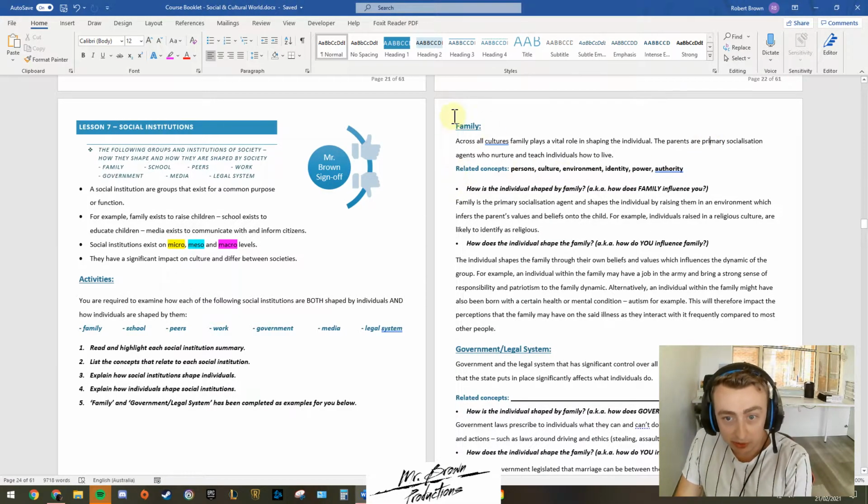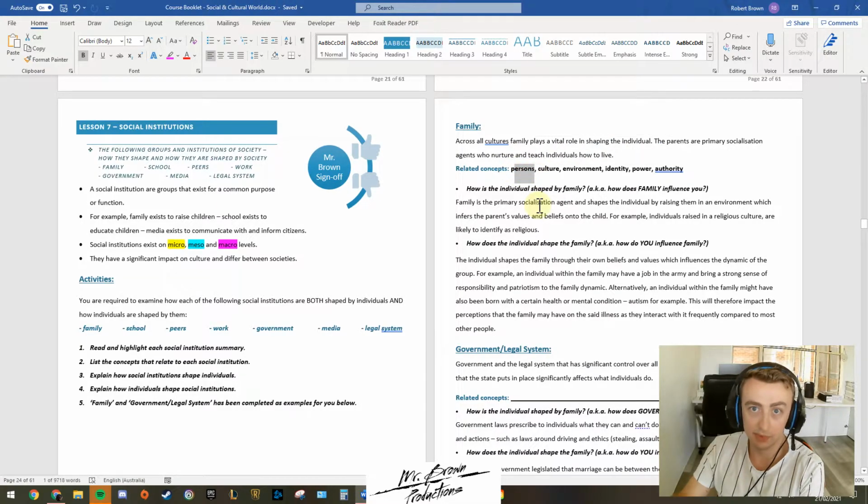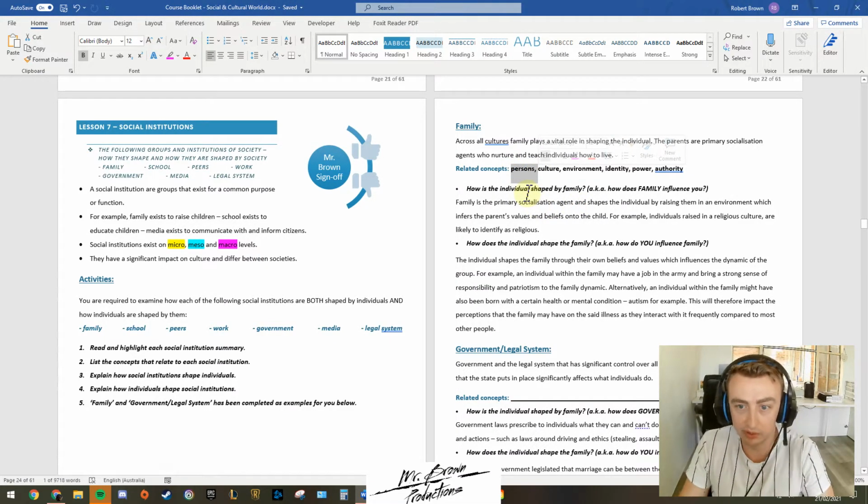Our related concepts that I've linked to family are persons, culture, environment, identity, power, and authority. Authority because there's parents in there, power because you might have siblings. Identity, your last name often is the identifying factor of your family. The environment in which you grow up usually affects the family dynamic that you have. Culture is all the beliefs and values that your family will have. And then persons, you've got your mum, dad, brother, sister, etc. Aunties, uncles, grandparents. So there's a lot of different persons in family.